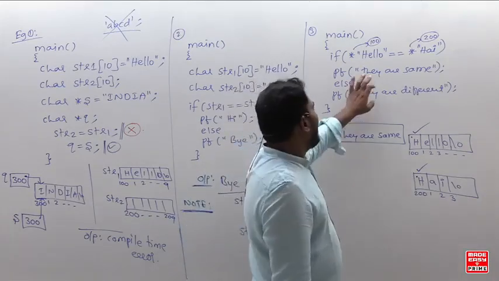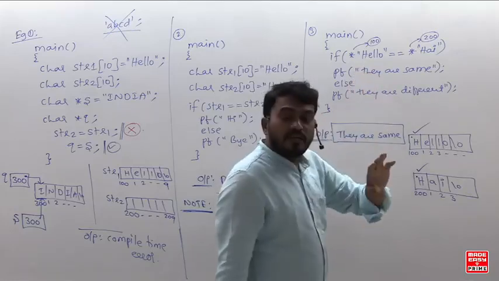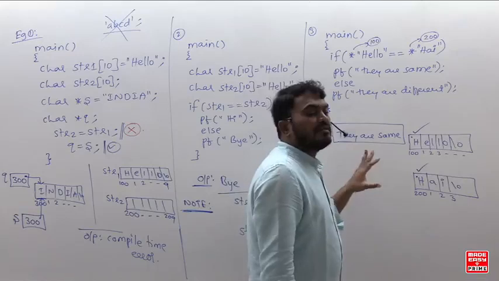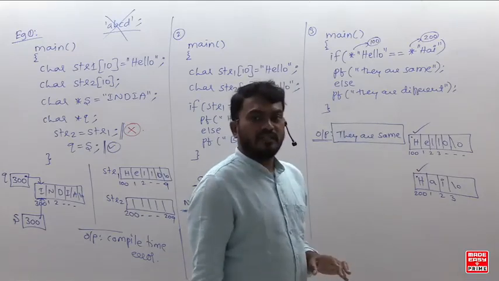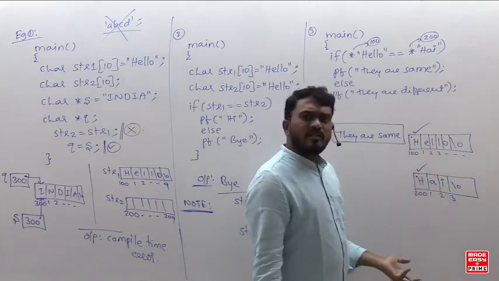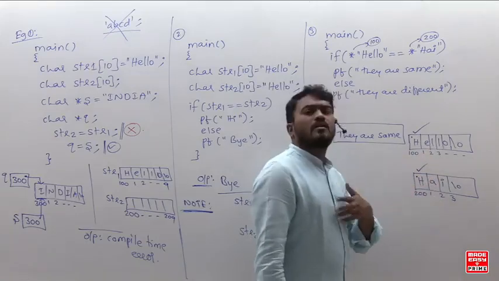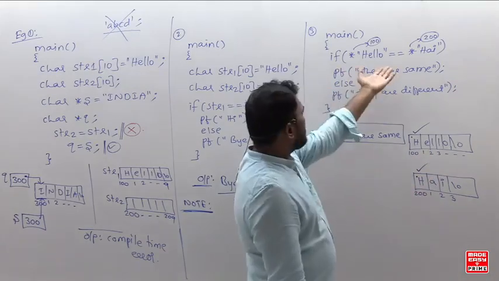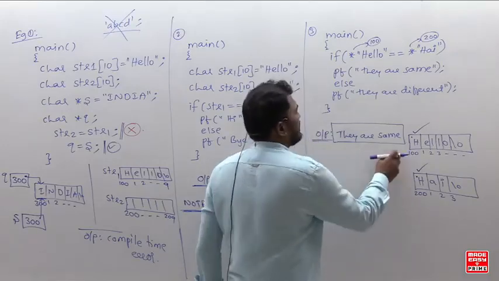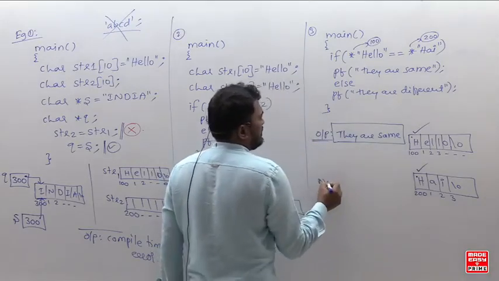Right? So understand here. Remember, we are comparing only the first character of both the strings. We are not comparing the remaining characters. Somebody thinking, sir, remaining characters are different. Okay, obviously they are different, but you are not comparing. You are comparing only the first character of both the strings. So the output will be they are same. So just copy this, and note down the statement.